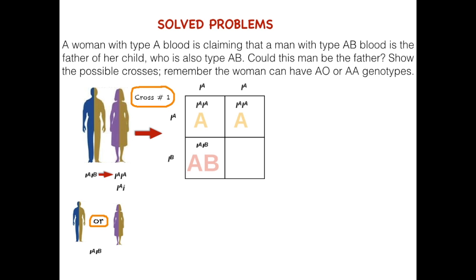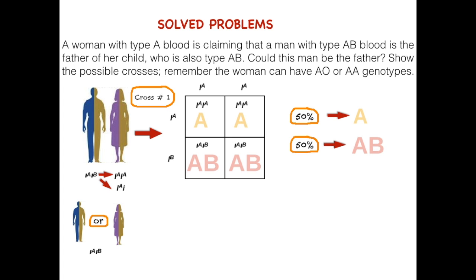You see now the IA and IB combine, and then we get an AB blood type, and we have another AB blood type. So basically, if the woman is homozygous for the IA allele, then 50% of the children will have A blood type and 50% of the children will have AB. So this man, from cross 1, yes, he can be the father of the child.